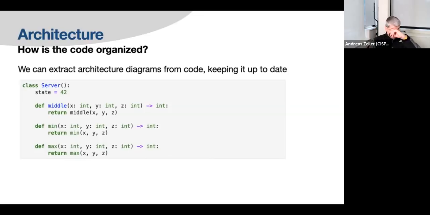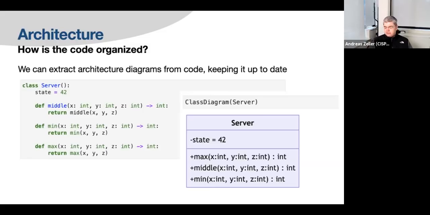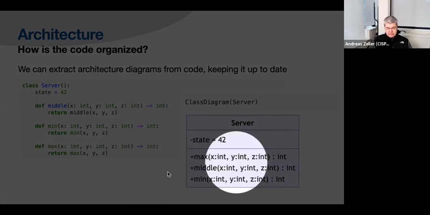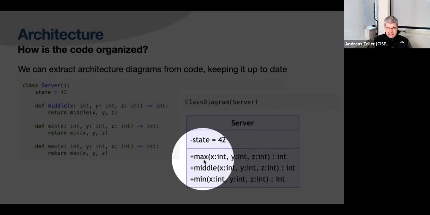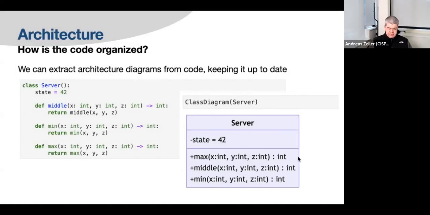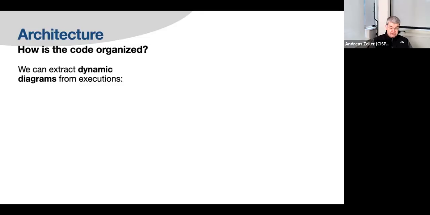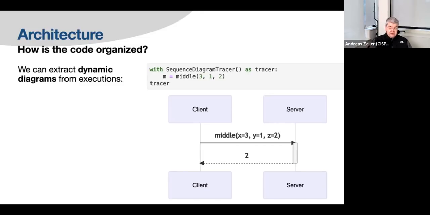So here's a simple server. The server is our middle server, which provides a couple of services, middle, min, and max. And you can visualize this as a class diagram, very neat. And the class diagram then gives you an abstract representation of the server, its state, and the individual services it provides. And you can even extract such diagrams dynamically, which then give a visual representation of what's happening between the client and the server.